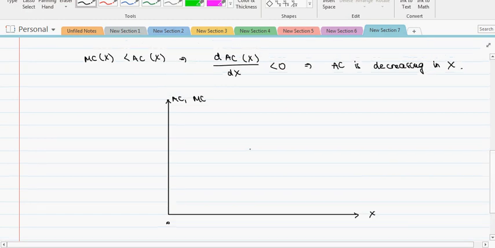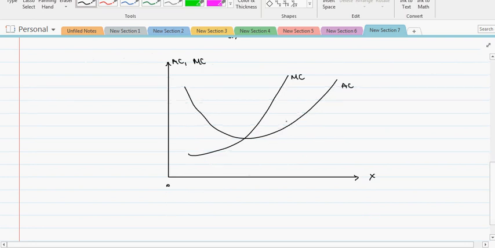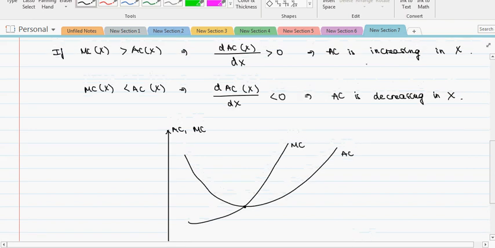In terms of a diagram, if I have an average cost function like this, and a marginal cost function like this, then whenever marginal cost is above the average cost, as you can see, this is the intersection point, and to the right of this point, the marginal cost curve is higher than the average cost curve. If that's the case, then the average cost is increasing in X, so it's going up.